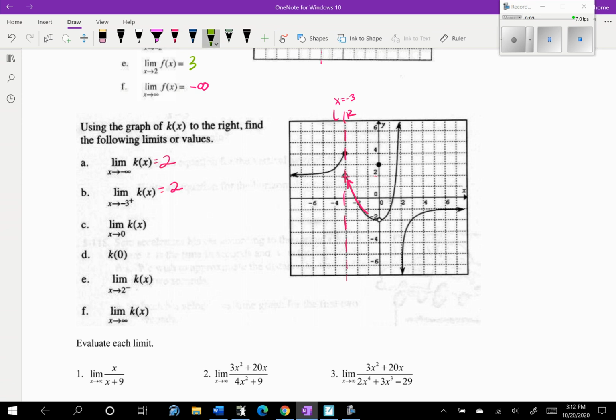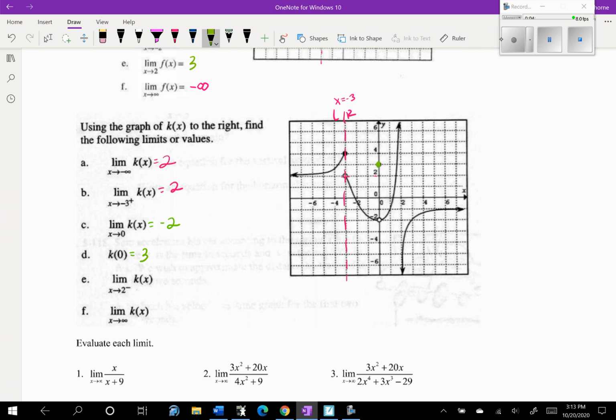For the next one, we are looking at the limit as x approaches 0. So from the left and the right, so the left side is approaching this value and the right side is approaching the same value, which in this case is a y value of negative 2. K of 0 is not a limit, so that is just asking for what is, when x is 0, what is the y value? So when x is 0, notice that we have this closed circle up here. So that means k of 0 is equal to 3.